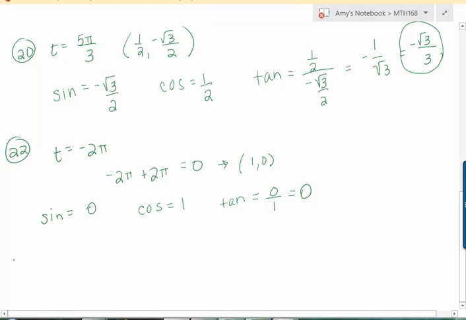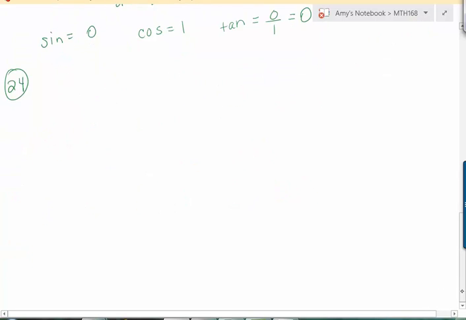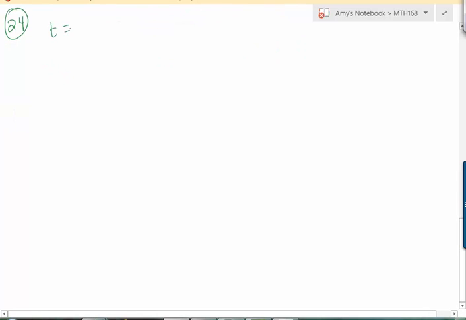Now, moving on to number 24, they not only want us to find the sine, the cosine, and the tangent, but they want us to find all 6 trig functions. The t value here is 5 pi over 6. You would go to your unit circle to find your ordered pair, which is negative square root of 3 over 2, and 1/2. And then set your trig functions up like we did earlier in class.